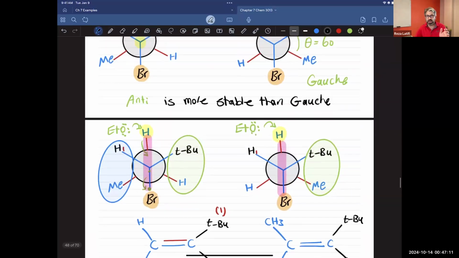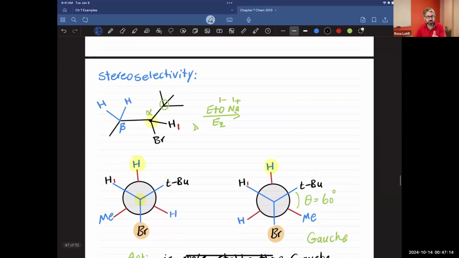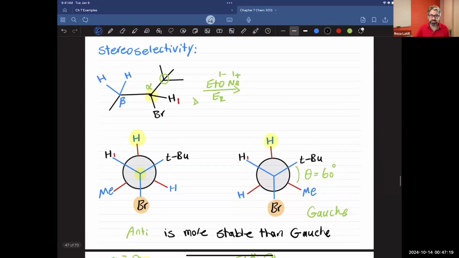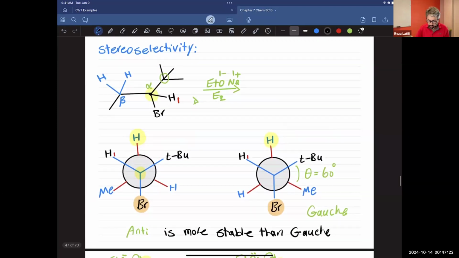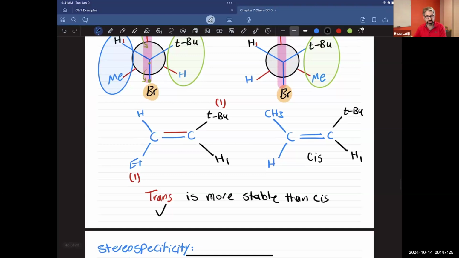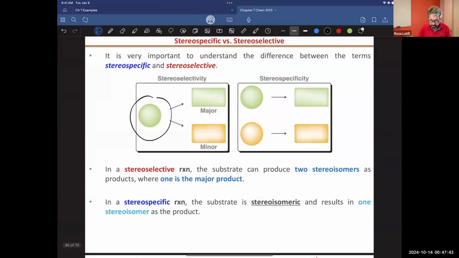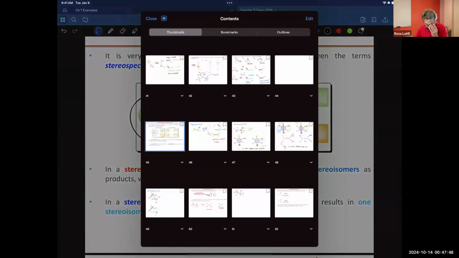Okay, so in this case, I started with technically anti and gauche conformations, and the reaction is favoring one of the products, the trans versus the cis. Trans is favored. In this case, we say we have stereoselectivity. The reaction favored the trans versus cis. Remember, we started from the same substrate, but we got 2 different products, and one of them is major. Which one? The trans one. Okay.